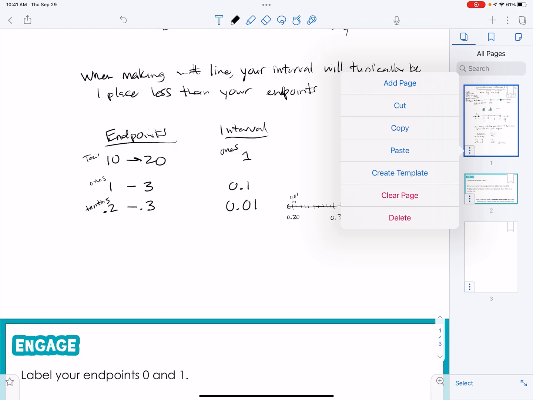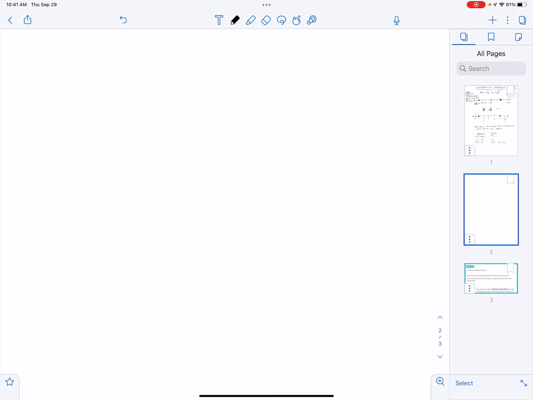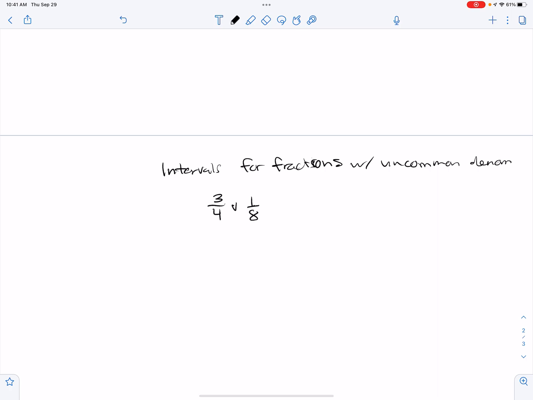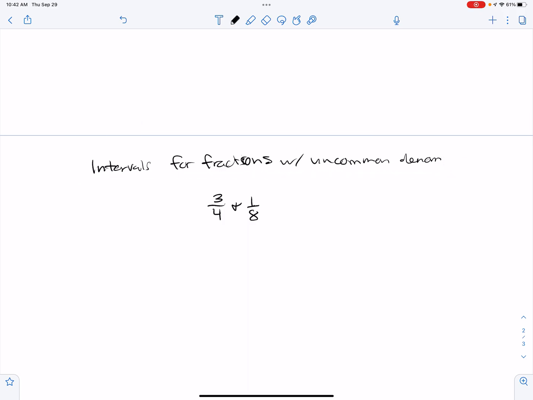So I'm going to quick add a new page here. So what does this look like then if we have fractions? Let's say you are dealing with intervals for fractions, and they have uncommon denominators. So that might be something like 3/4 and 1/8. So we're going to be trying to figure out what would be a decent interval to use for those two fractions.